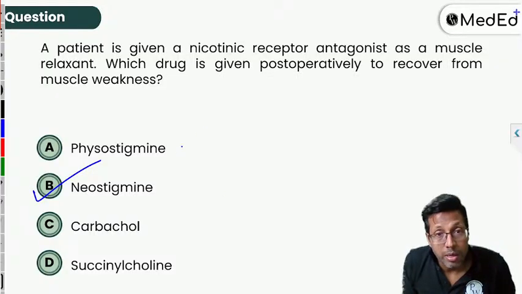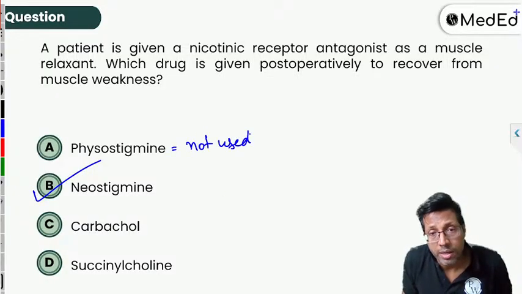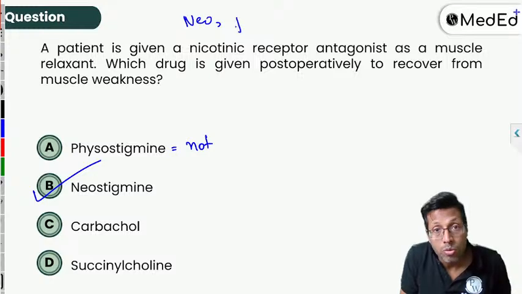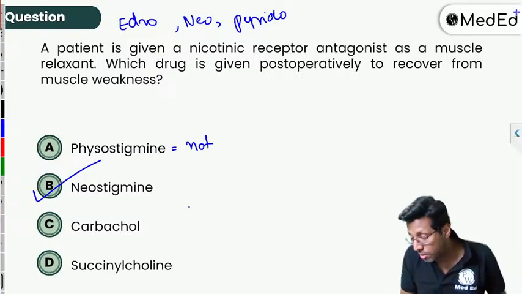See, physostigmine is also an anticholinesterase, but it is not used. Why? That's again an MCQ question. We are using anticholinesterases. So I can use neostigmine, I can use pyridostigmine, I can use edrophonium, but not physostigmine.